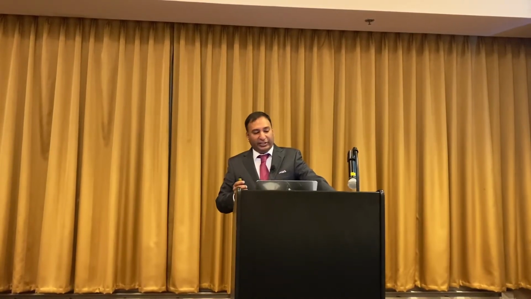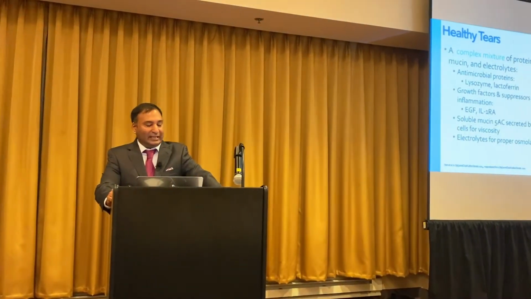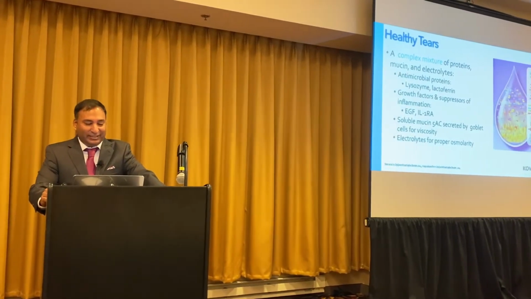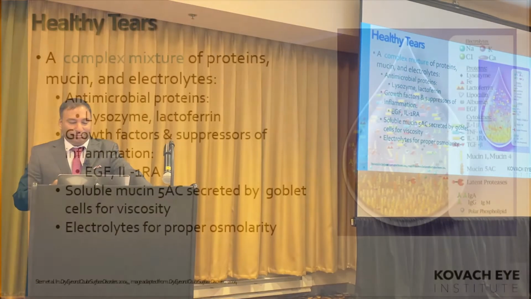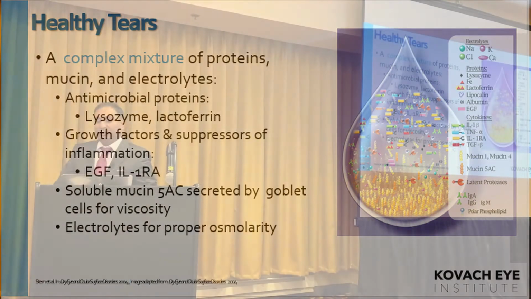So healthy tears really consist of a complex mixture of lots of different materials, as you can see on this busy slide. But to highlight some points, there are suppressors of inflammation, there's soluble mucin 5A-C secreted by goblet cells, and of course there are electrolytes for proper osmolarity.